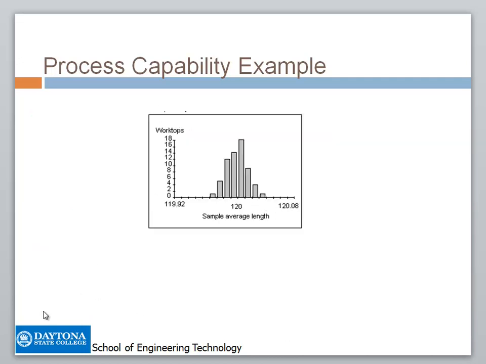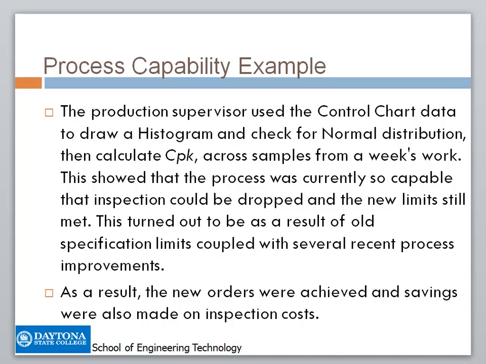You can also do your graph. What happened here is that the production supervisor used the control chart data to draw a histogram, that's the one that we saw before, and check for normal distribution. We calculated the CPK across samples for a week's work. Then we showed that the process was currently so capable, and we did demonstrate, doing the process capability study, that inspections could be dropped and the new limit still met. So this turned out to be a result of the tight specification limit coupled with several recent process improvements.